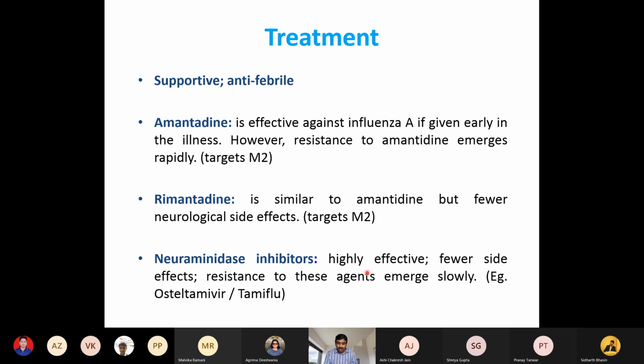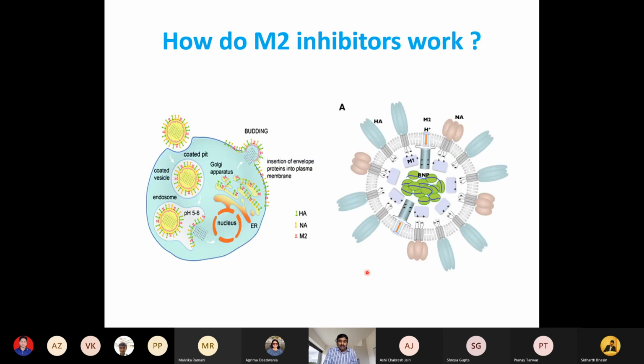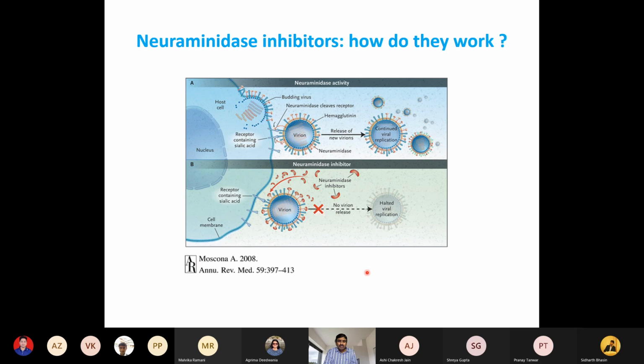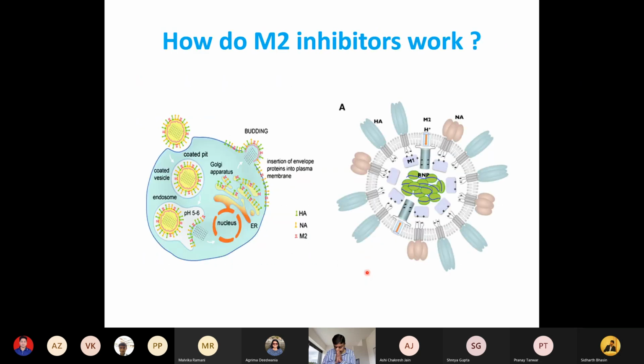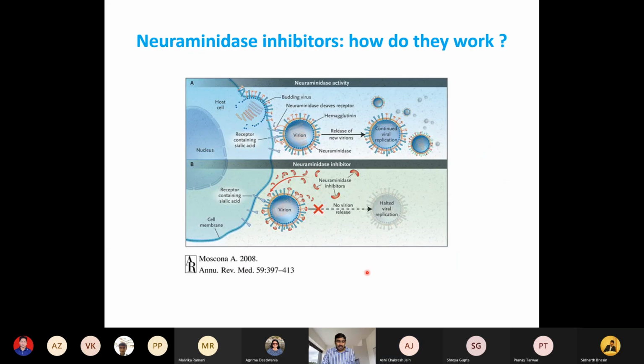I have a cartoon as to how it will work. Let's go to this part. Everybody clear until this point? Yes, sir. Yes, sir. Good, okay.